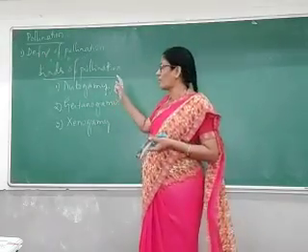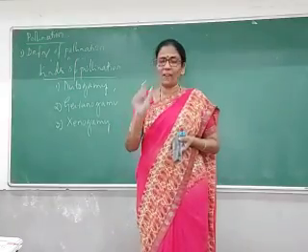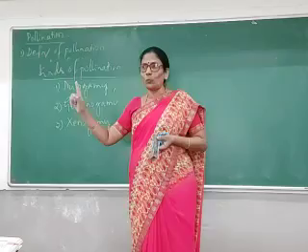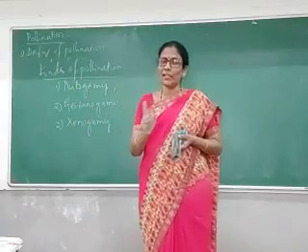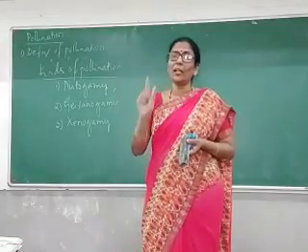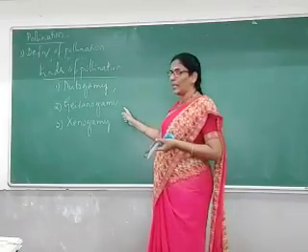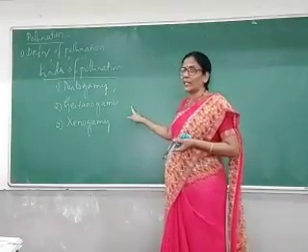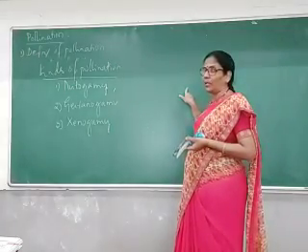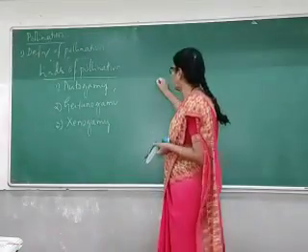In autogamy, what have we studied? Both anther and stigma belong to the same flower. But in geitonogamy, the anther belongs to one flower and the stigma belongs to another flower, but both flowers are from the same plant. So the definition of geitonogamy is the transfer of pollen grains from the anther to the stigma of another flower of the same plant. I may explain with a simple diagram.